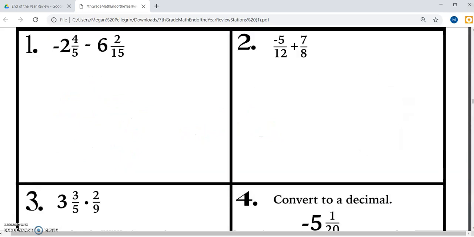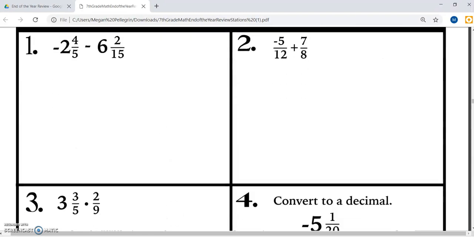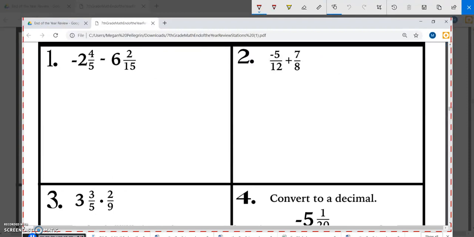Okay, the other part of your homework is the rational numbers portion. And so when I'm looking at number 1, if I'm looking at my little booklet that helps me, it says the first thing that you need to do when you're dealing with fractions, when you're adding or subtracting them, is think about your integer rules. And the reason for that is so that you know if you're adding or subtracting these.